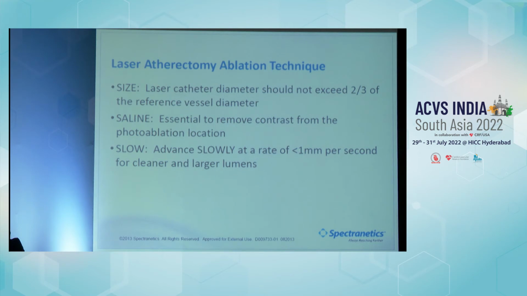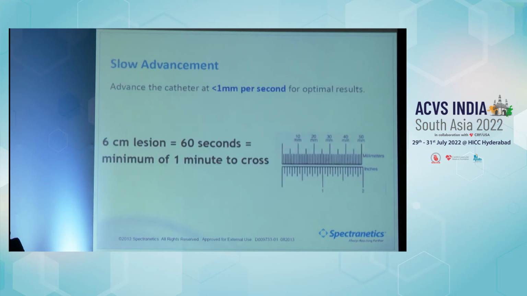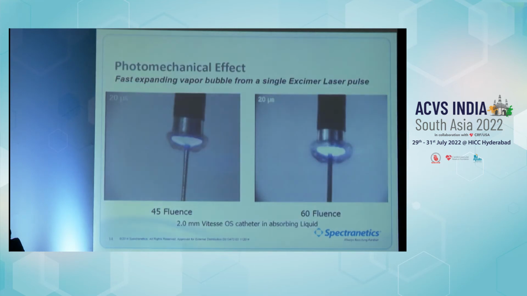And advance very slowly, less than 1 millimeter per second, for cleaner and larger lumens. You should advance the catheter very slowly, and the catheter doesn't advance on its own. You have to slowly push the catheter with your hand. This is how it shows: a 6 centimeter lesion is 60 seconds. A minimum of 1 minute you should take to cross the lesion. This is a small guideline. This should be less than 1 millimeter per second, otherwise you will not get an optimal result.